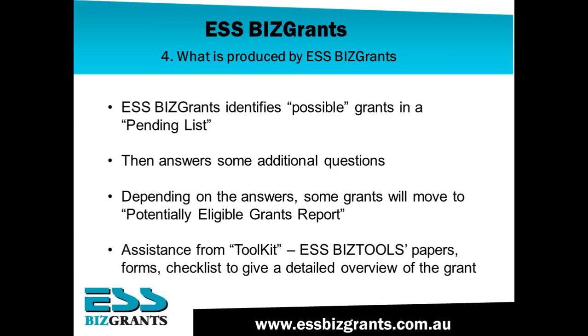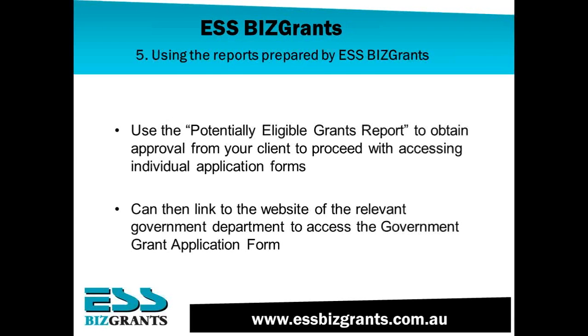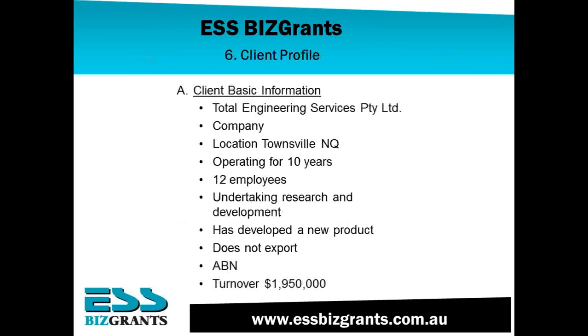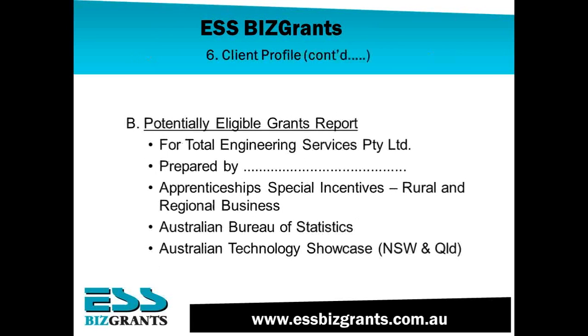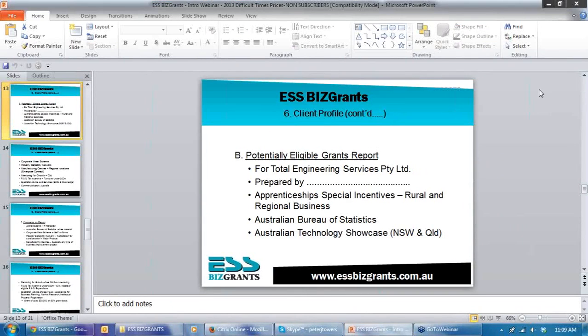There is some assistance from what we call the Toolkit, which is ESS BizTools papers and other material that we've produced to give you, and if you wish, your client, a better idea of what's contained within a particular grant. You do have the ability to click on direct from our site to the applicable government department's website to gain the application form, and we'll show you how that's done. So we have some profiles which we won't go into at this stage, so we'll just end that show there.